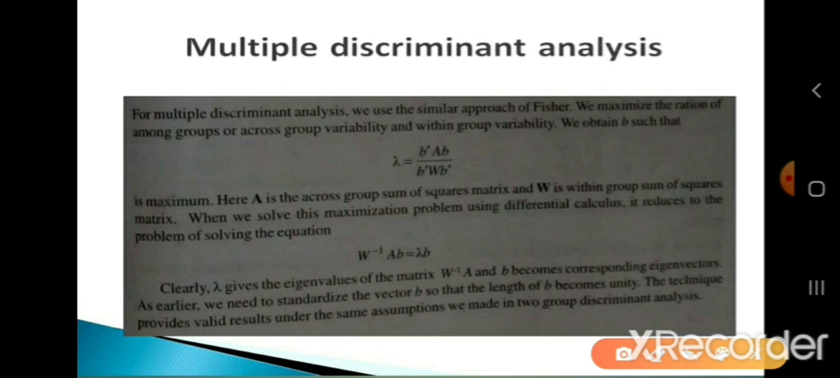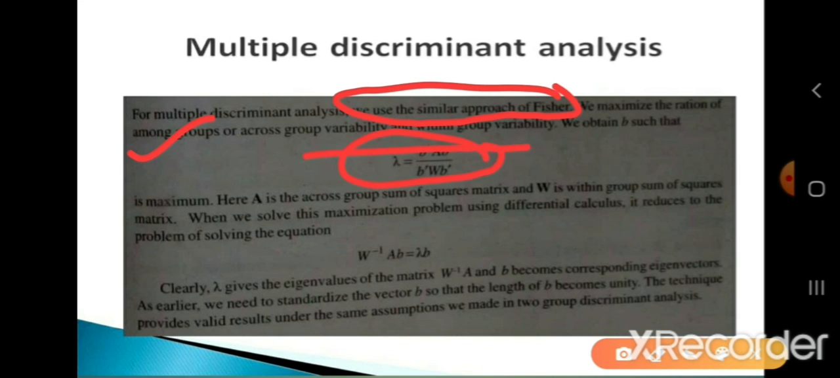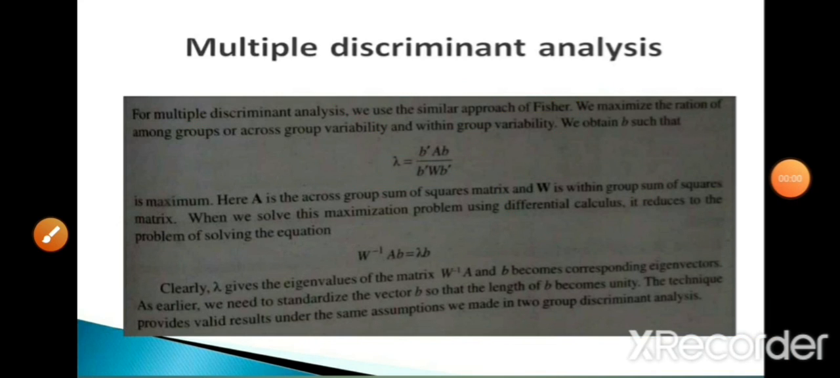Next, the multiple discriminant analysis. It is similar to Fisher's approach. Here also we maximize the ratio of between-group and within-group variability. So again here we will calculate the lambda score. Lambda should be very small to have a significant effect. So this was all about discriminant analysis.